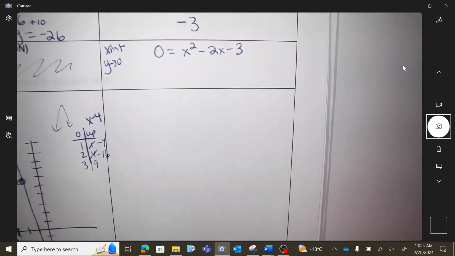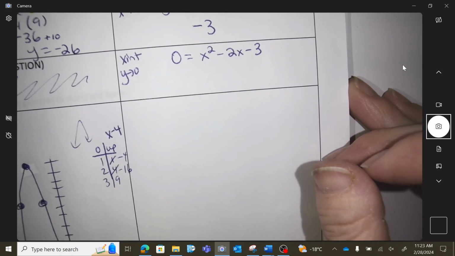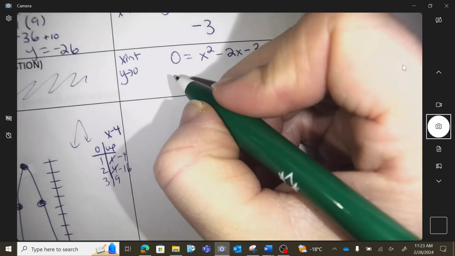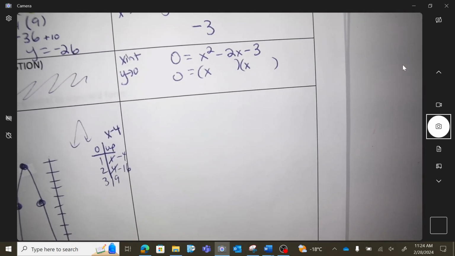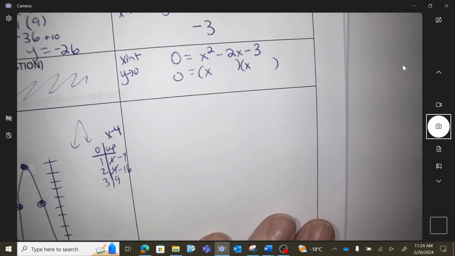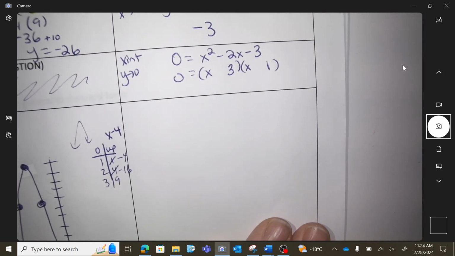And what is the special method you have for solving an equation like this? Factoring. What multiplies to 3, because it's a simple trinomial, and adds to the 2 part. So 3 times 1. You got to play around with positives and negatives.